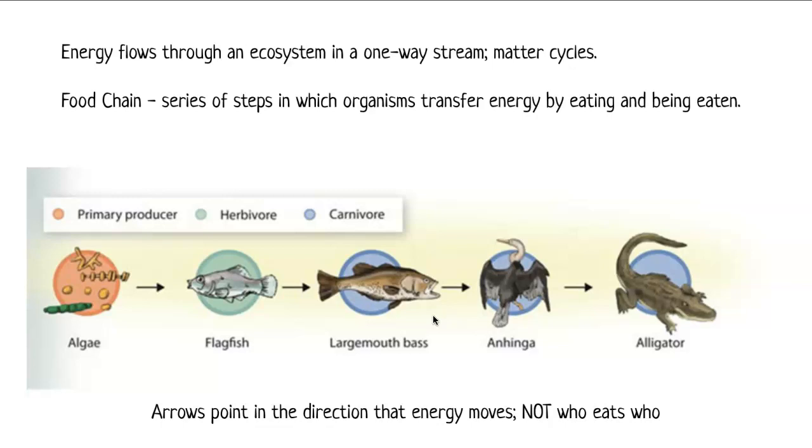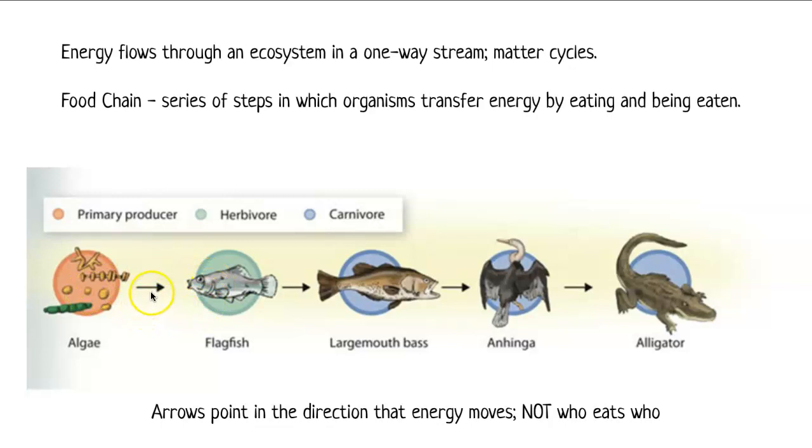Hopefully we are remembering that food chains are a series of steps where we show the transfer of energy between organisms based on who is eating who. Something to keep in mind, and the thing that's usually messed up, is that the arrows that you see in a food chain are the direction that the energy moves. A lot of times the confusion comes from, they think that the arrow means who eats who, and that's not correct. Okay? We know that algae cannot eat a fish.